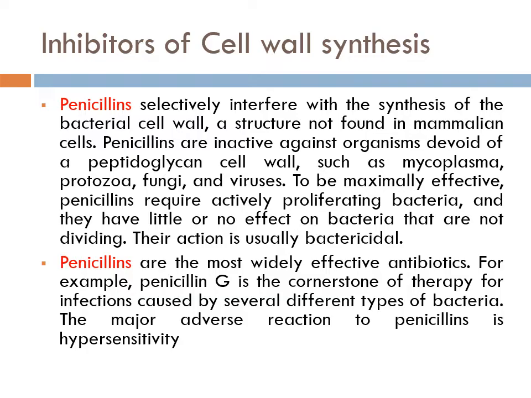Penicillin selectively interferes with synthesis of the bacterial cell wall. As we said, its structure is not found in mammalian cells. It is a selective structure present only in bacteria, and that's why penicillins are inactive against organisms devoid of a cell wall. As we saw in the microbial cell wall structure, some organisms are devoid of a cell wall, like mycoplasma, protozoa, fungi, and viruses. So penicillins will not be effective.